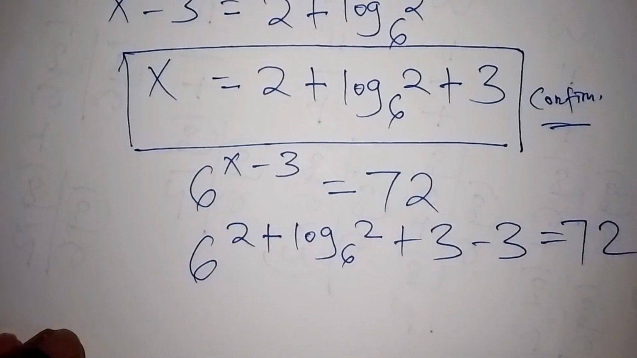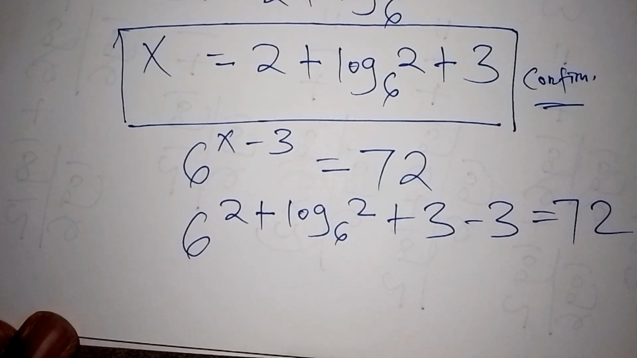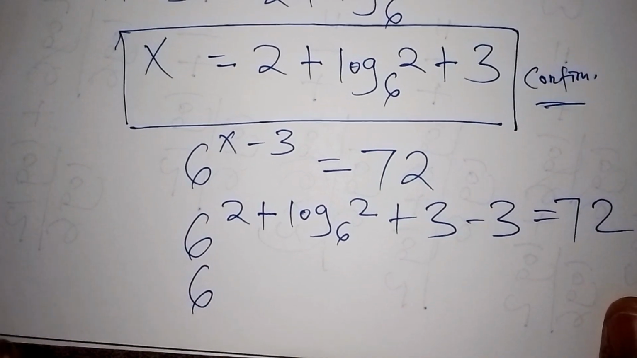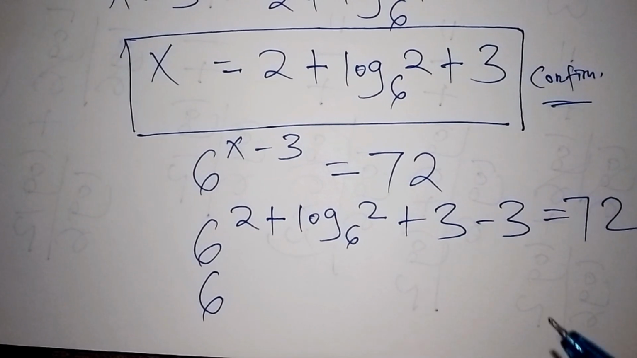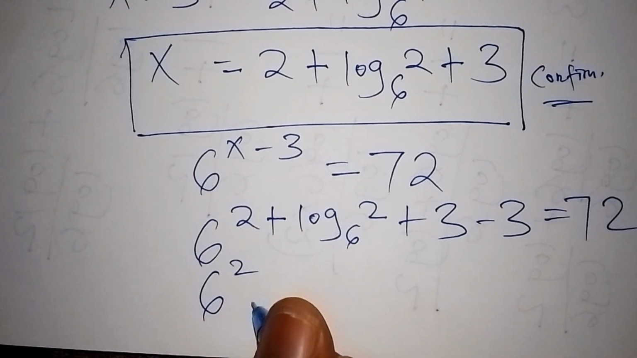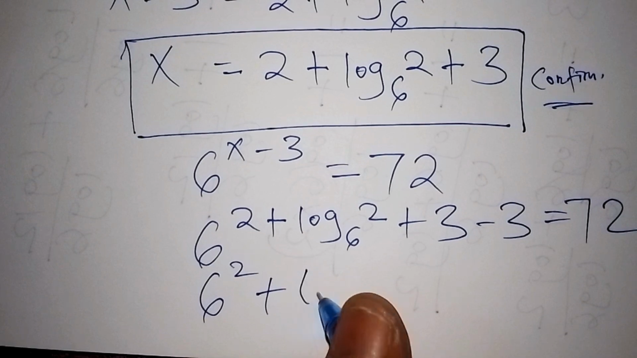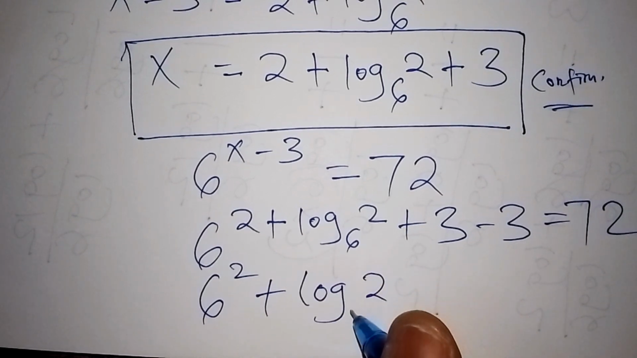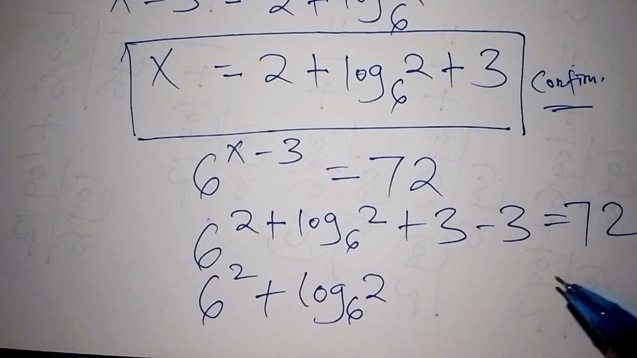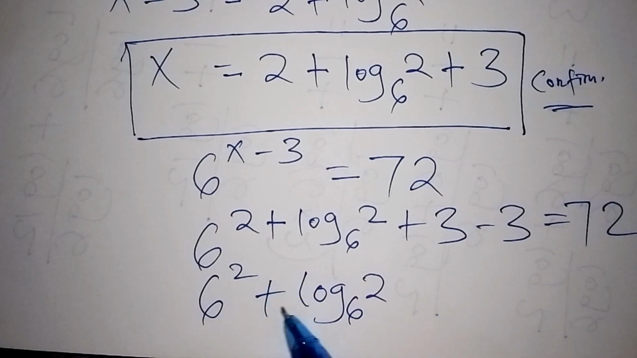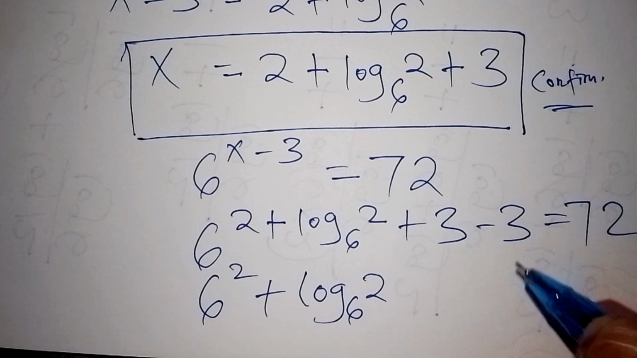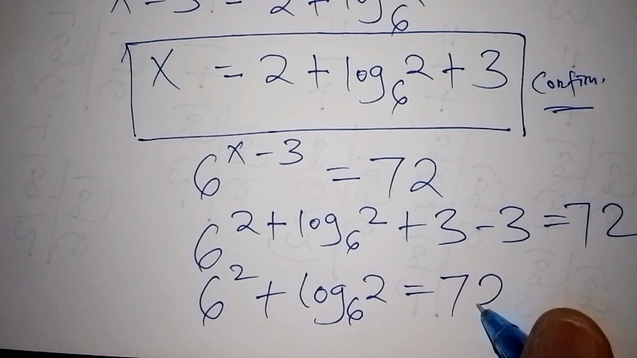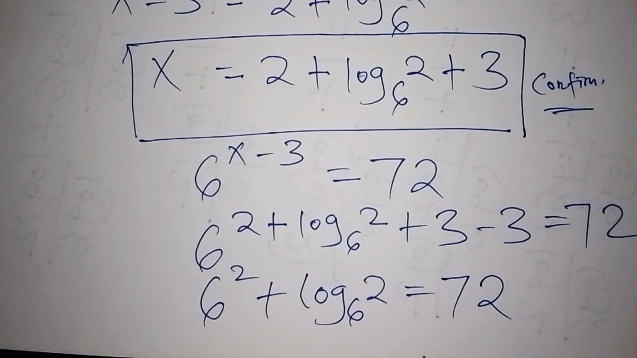So this one can be written this way: 6 to the power of 2 plus the log of 2 to the base of 6, plus 3 minus 3. All that is equal to 72. Because 3 minus 3 is 0, we shall have 72.